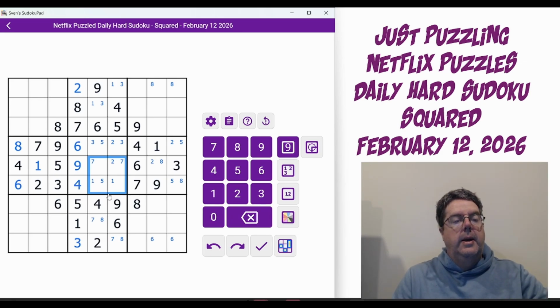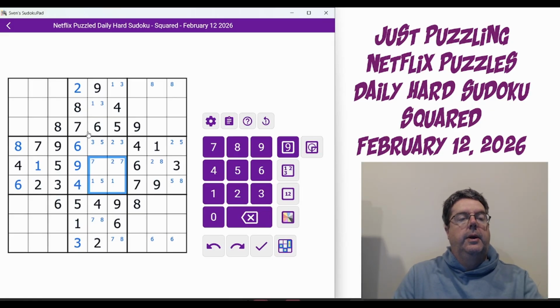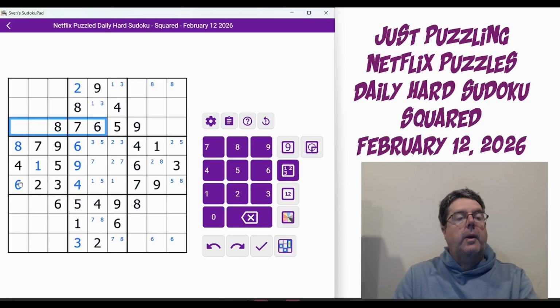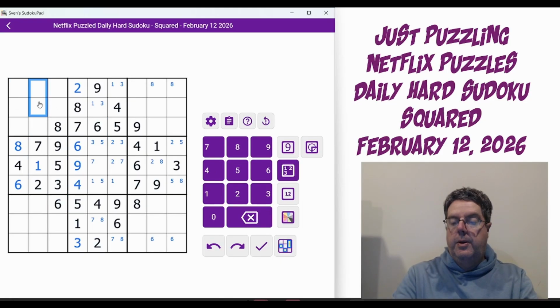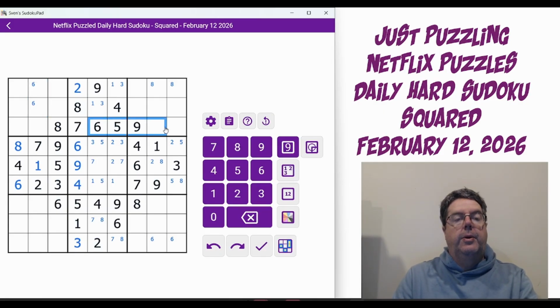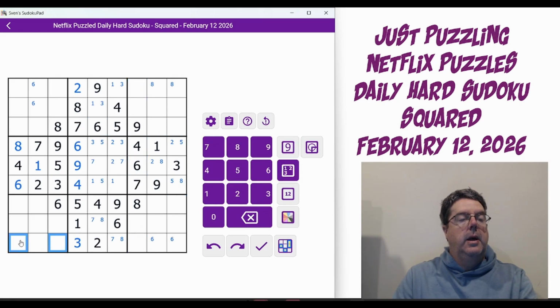Okay, so 8, 8, 8. 6, 6, 6, 6 comes across here, up here, and up here, so 6 is one of these two. 6 comes across here, 6 comes up here, so 6 is one of those 4. Okay, so 1, 2, 1, 1, 1. 1 is going to be here, here or here. Same deal, 1's here, here or here.